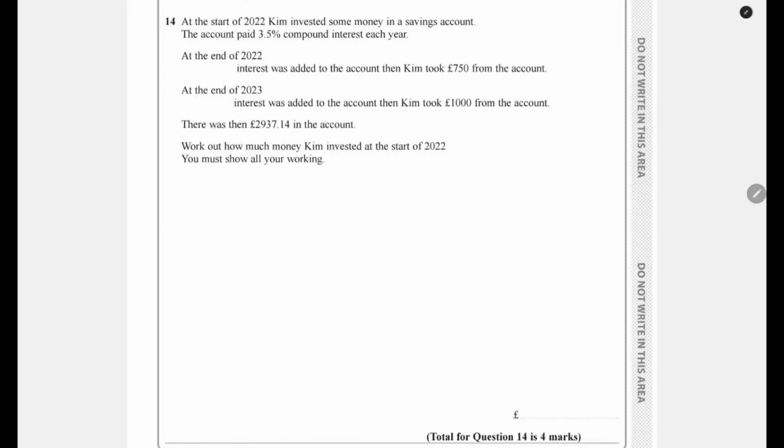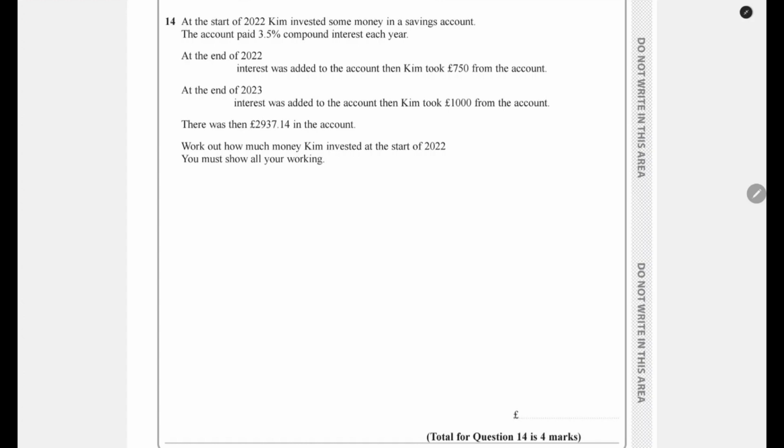Question 14 says, at the start of 2022, Kim invested some money in a savings account. The account paid 3.5% compound interest each year. At the end of 2022, interest was added to the account, then Kim took £750 from the account. At the end of 2023, interest was added to the account, then Kim took £1,000 from the account. There was then £2,937.14 in the account. Work out how much money Kim invested at the start of 2022. You must show all of your working.